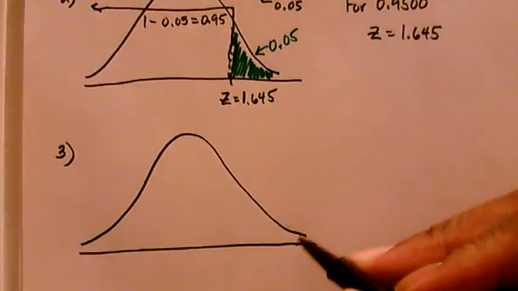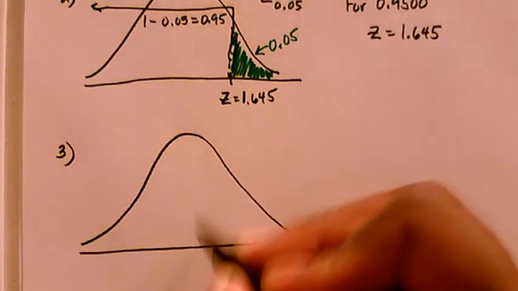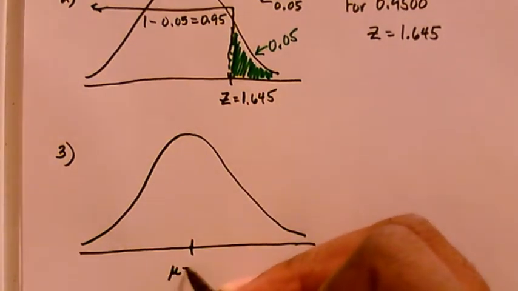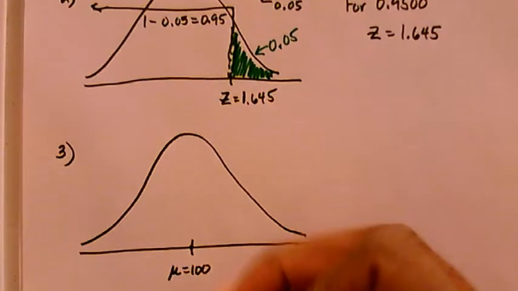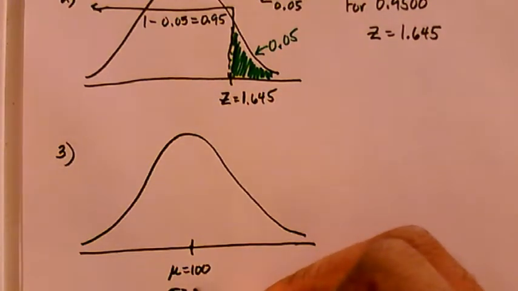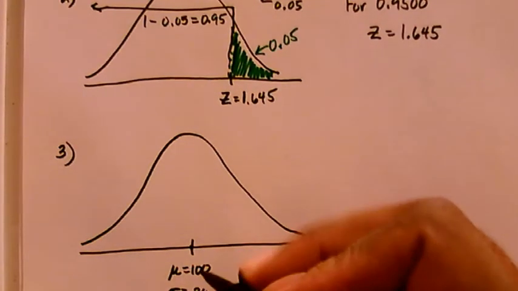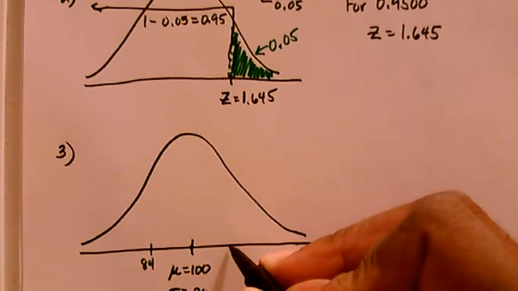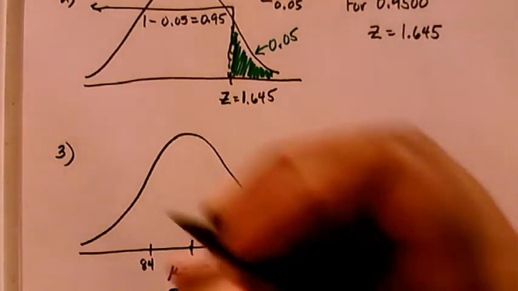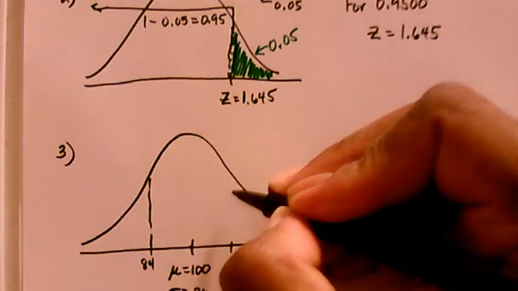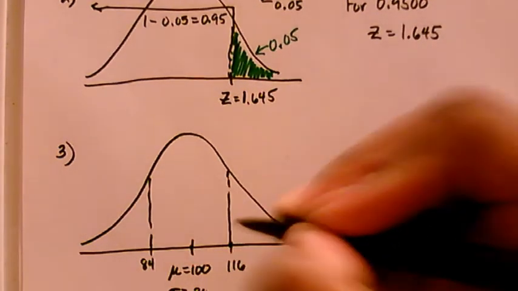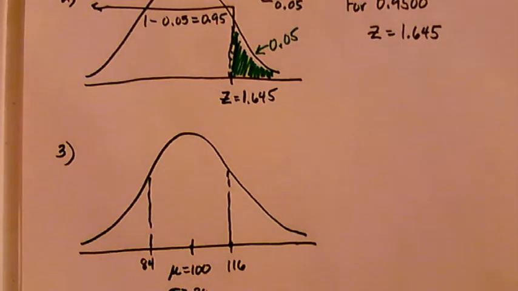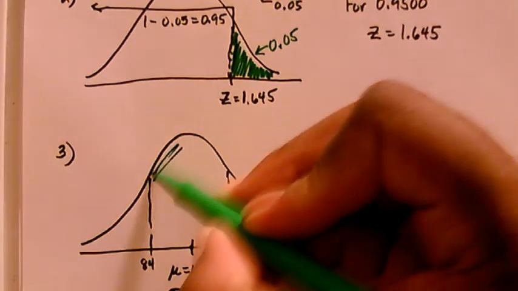So here's the normal curve. In this case, your mean is 100 and the standard deviation is 20. And 84 is to the left of 100, so here's 84, and 116 is to the right of 100. Now, we're looking for the area in between 84 and 116.